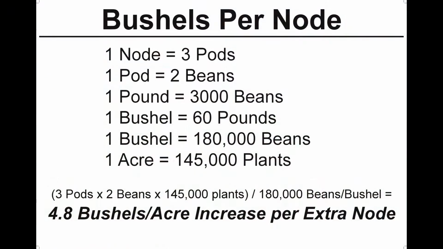I have put together a chart that demonstrates how much yield advantage we can get by putting on an extra node on our plants. Taking a look at this, one node averages approximately 3 pods. With 2 beans per pod and 180,000 beans in a bushel, we're looking at 4.8 bushels per acre increase for every extra node that we can get on your soybean crop.